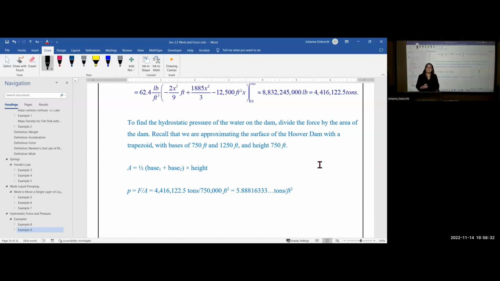I hope that this makes sense to you and that you've enjoyed learning a little bit about hydrostatic force and hydrostatic pressure. And I hope that you will join me for the last video out of this chapter of our textbook, which will be focusing on centroids, centers of mass, and centers of gravity. I hope to see you there.